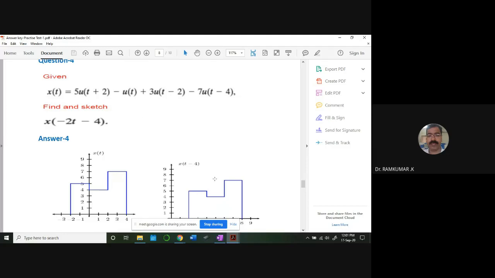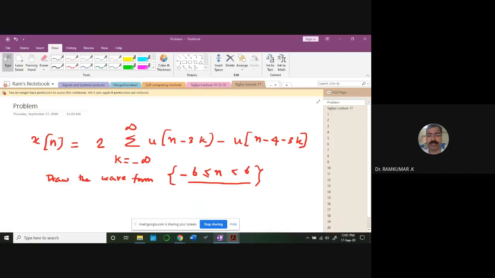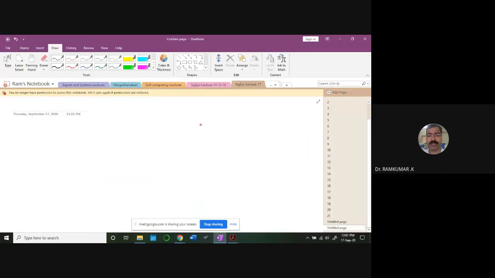I don't know. Okay, 5 u of t plus 2. How do you draw that signal? Can you imagine that? Okay, 5 u of t plus 2. How does that signal look, Gautam?